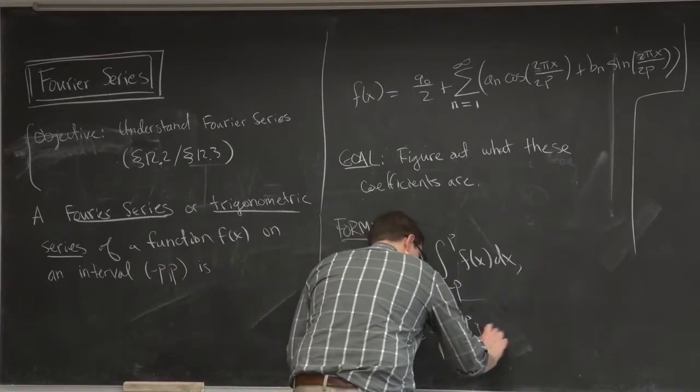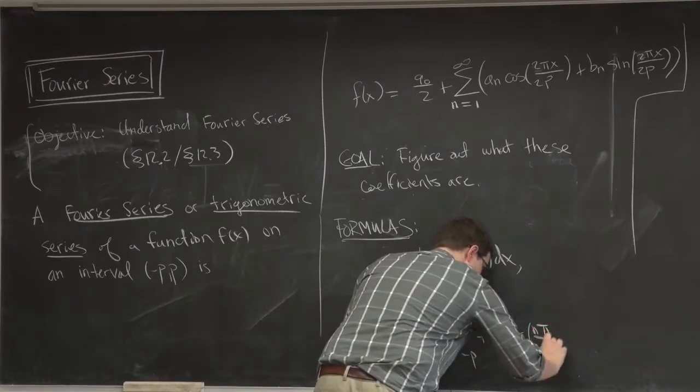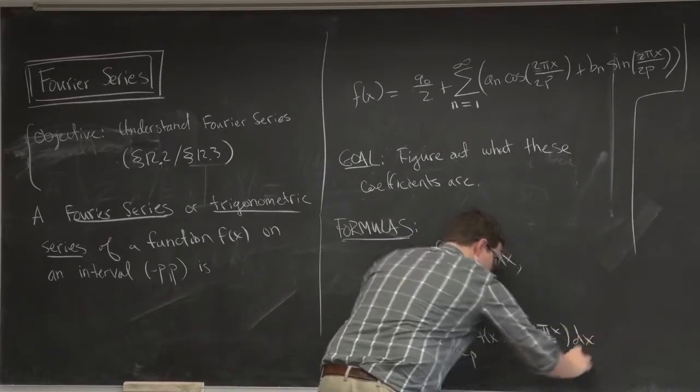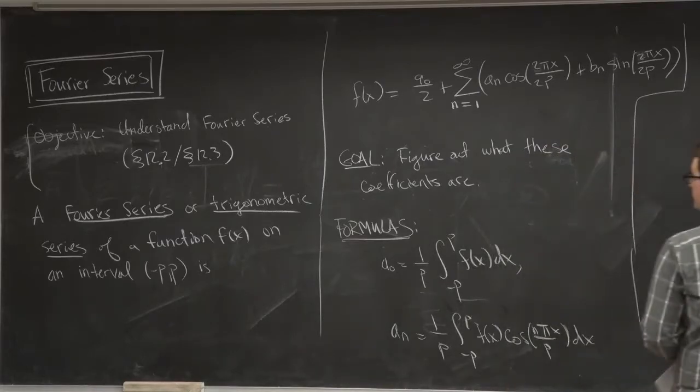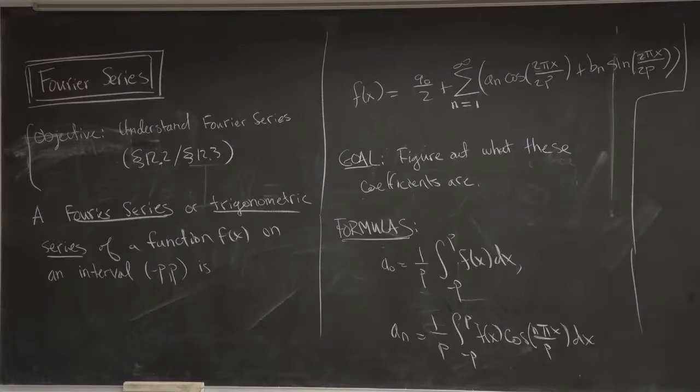Okay, AN. So this is, you take the inner product. Okay, and then BN here, minus P to P. It's like this. Okay, so we can get the coefficients like this, and let me talk a little bit about where this comes from.